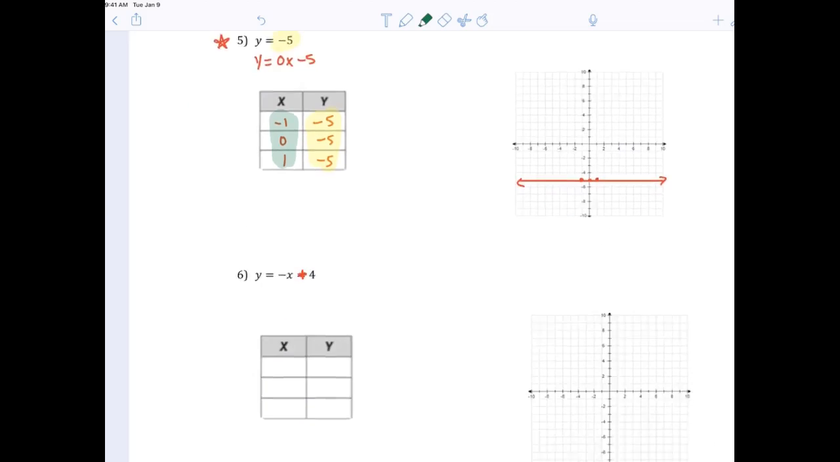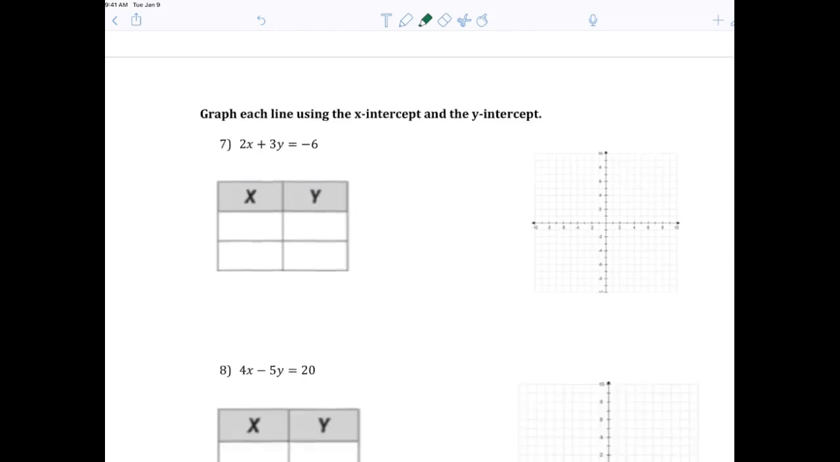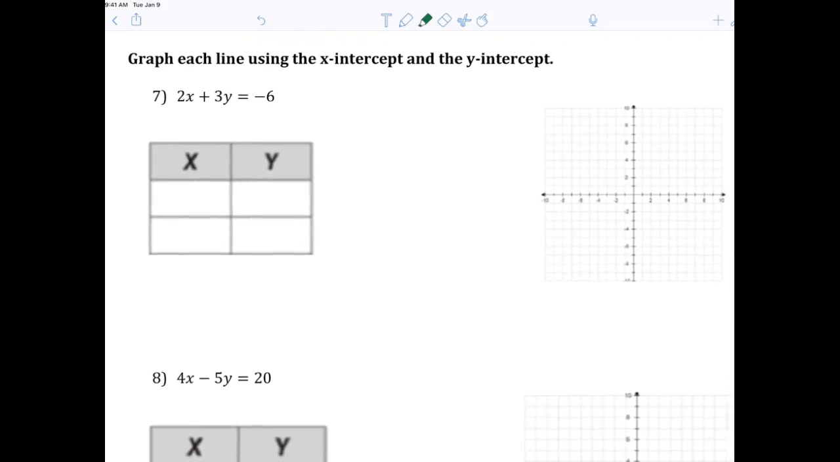All right, here we go. Let's take a look now at number 7. Okay, now everyone needs to review this.